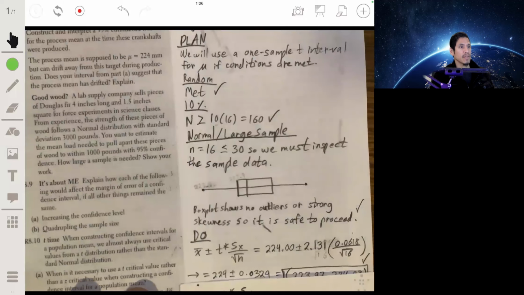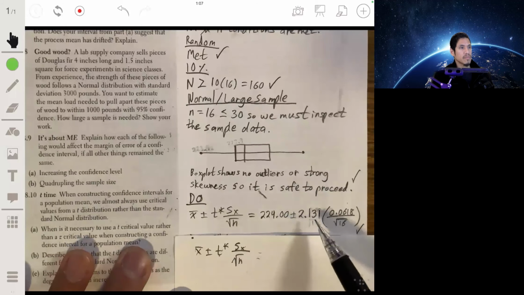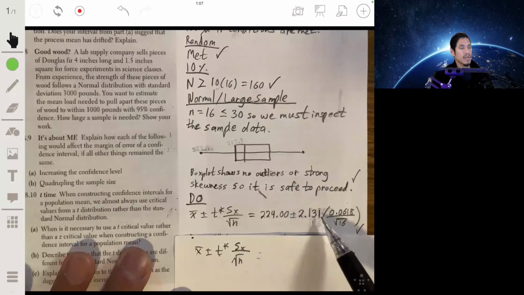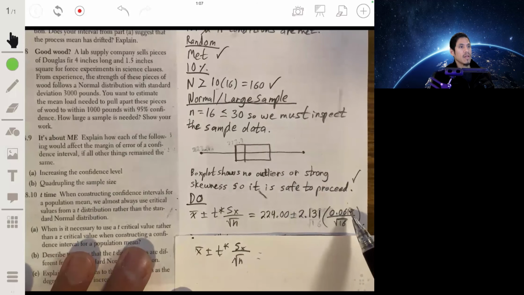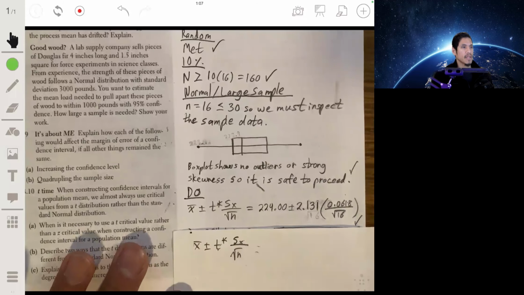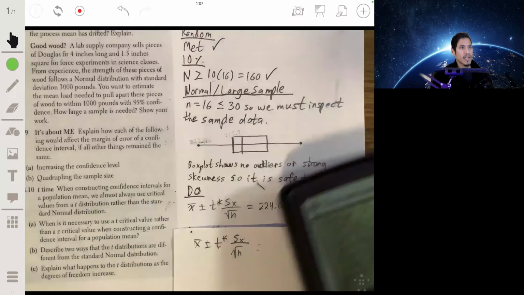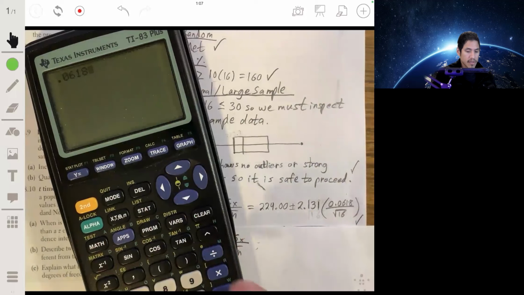So our formula will come up to be like this: 224 plus or minus our 2.131 times our sample standard deviation over the square root of our sample size, the square root of 16. And again, just be careful that you do this correctly. These numbers work out kind of nicely because the square root of 16 is just 4. So we do 0.0618 divided by the square root of 16, which is just 4. Multiply that by 2.131.